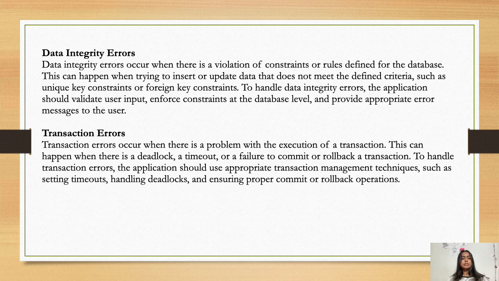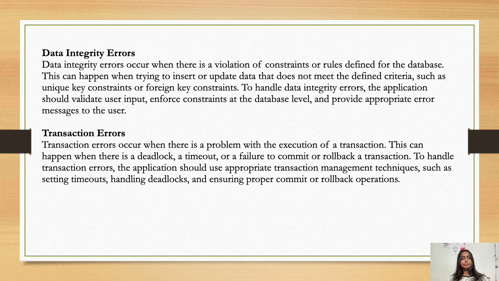Then data integrity errors. Data integrity errors occur when there is a violation of constraints or rules defined for the database. This can happen when trying to insert or update data that does not meet the defined criteria, such as unique key constraints or foreign key constraints. To handle data integrity errors, the application should validate user input, enforce constraints at the database level, and provide appropriate error messages to the user.